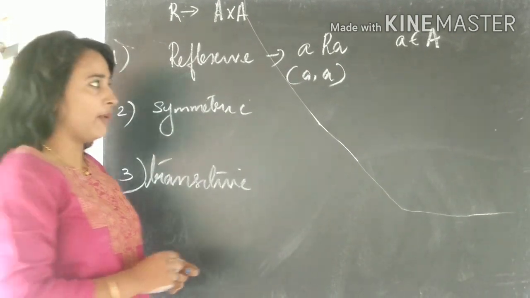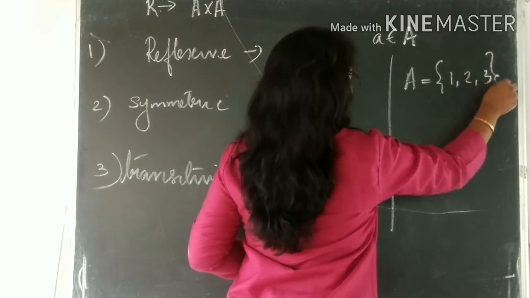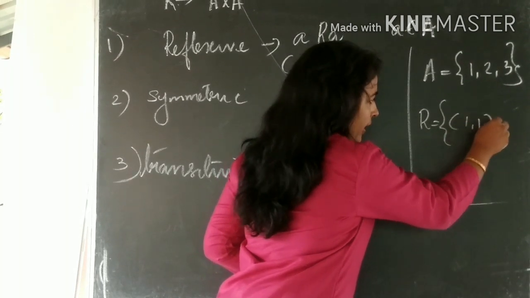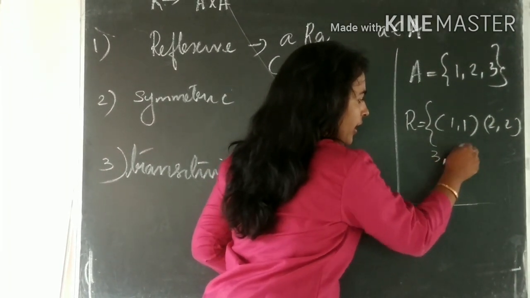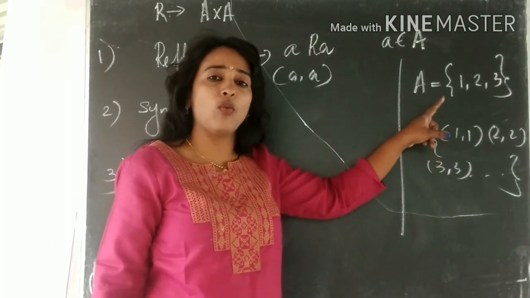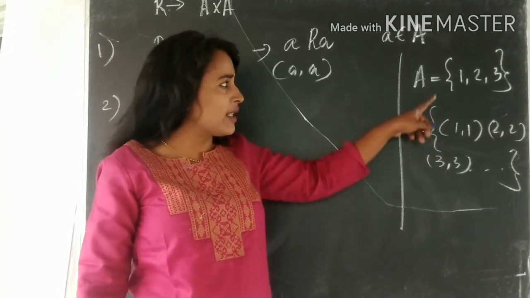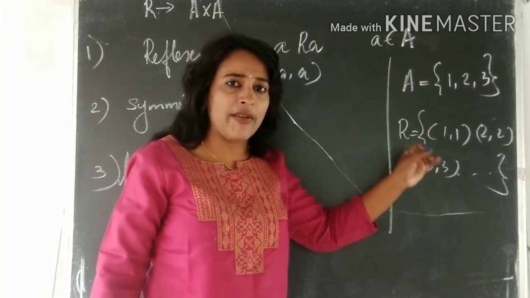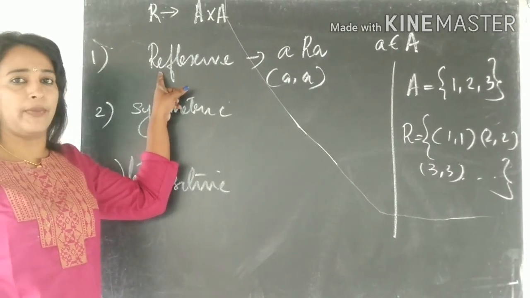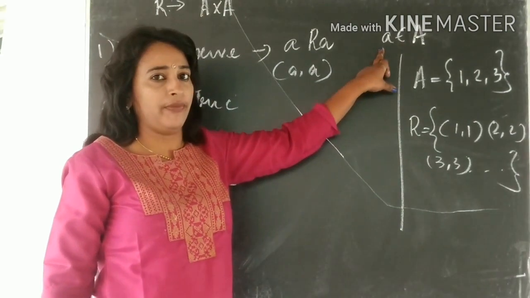I'll explain with one example. Suppose we have a set A = {1, 2, 3}, and here the relation is having (1, 1), (2, 2), (3, 3) and more. If the relation is having ordered pairs (1, 1), (2, 2) and (3, 3), since the elements are 1, 2, 3, then we say the relation is reflexive, for every element of A.